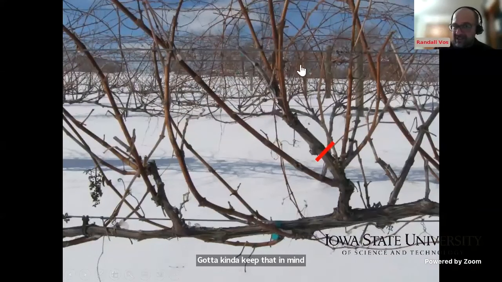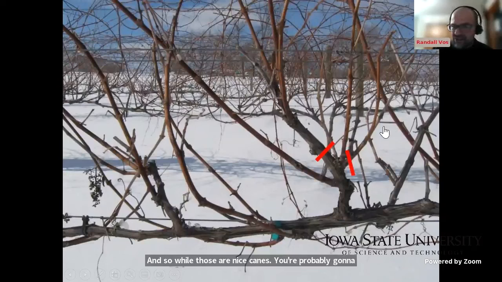This arm, there's some nice canes up here, but that arm's getting long. I want to keep that arm close to the cordon. While those are nice canes, you're probably going to make those arms longer and longer, so I'm going to avoid that. If we look over here, we have some light color canes that maybe have some diebacks. We're going to get rid of those.